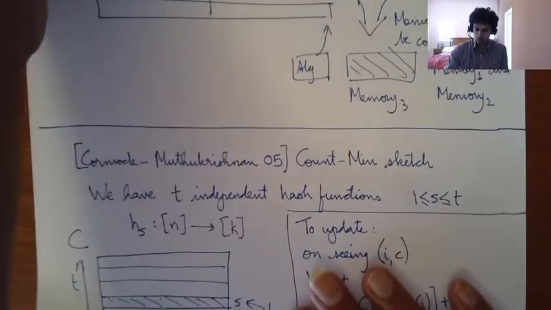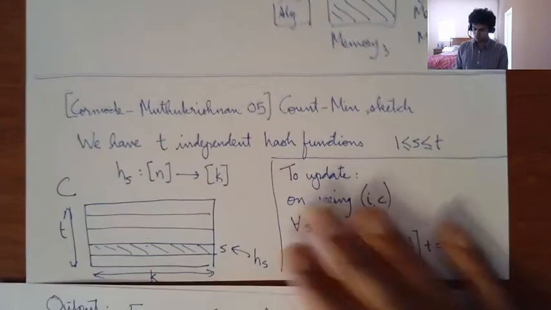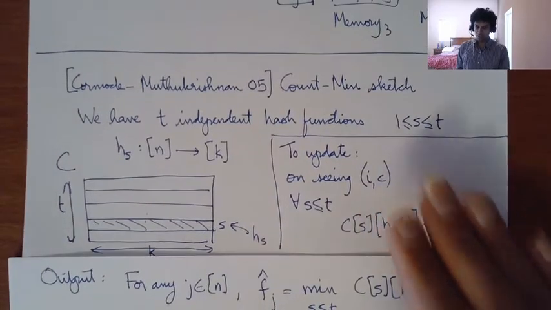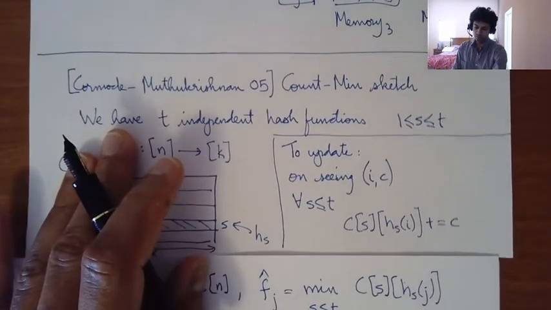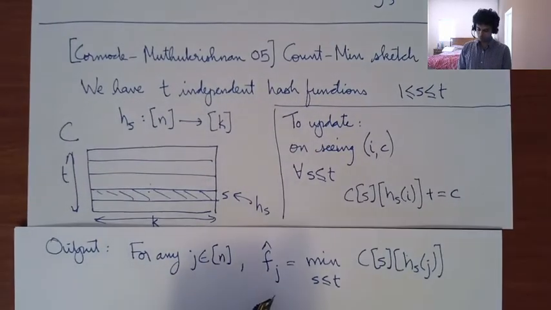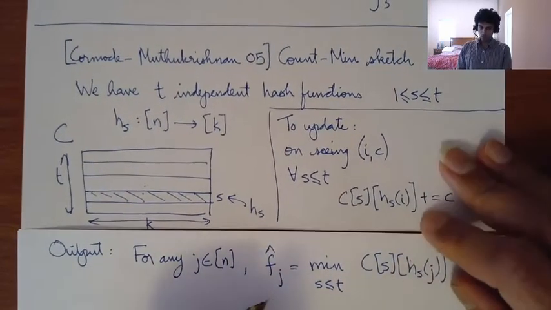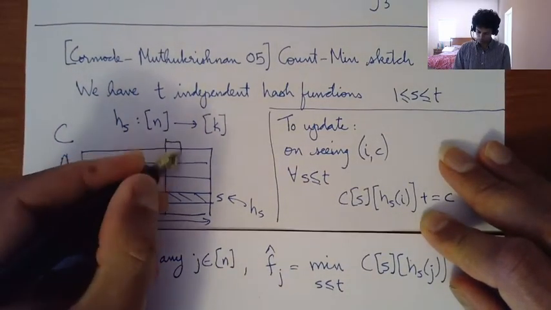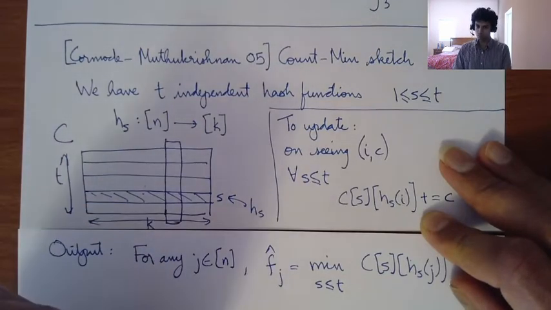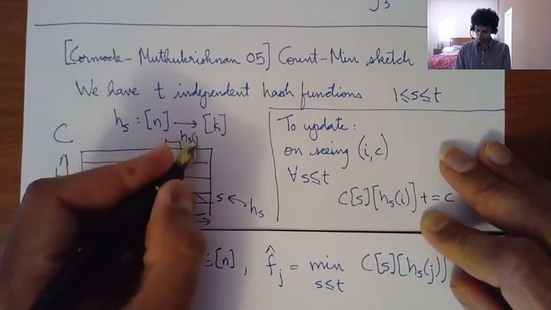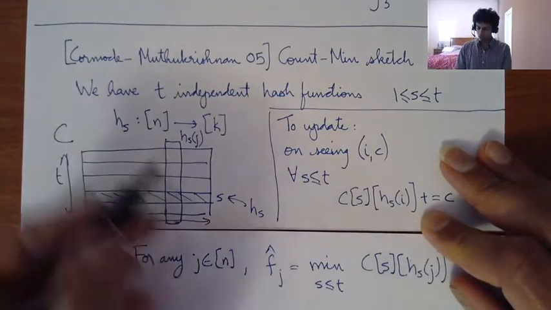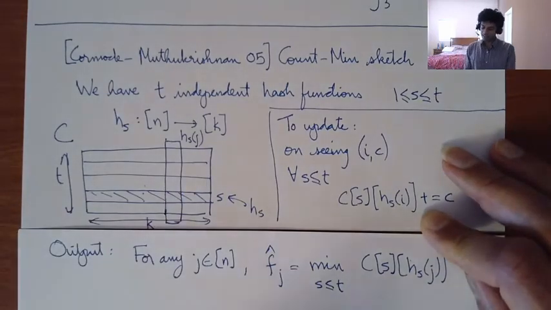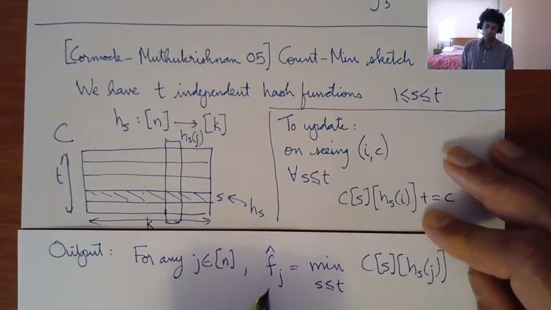So let's say that now the stream has ended, and I'm trying to find out the heavy hitters, or maybe I'm just trying to get an estimate for the count of the jth element. For the count of the jth element, I want an estimate. So what I'm going to do is see where j maps to. It maps to some column, right? This is the column corresponding to H_i of j. And I look at the minimum count amongst all of these, and just output that. That is the estimate for f hat of j.